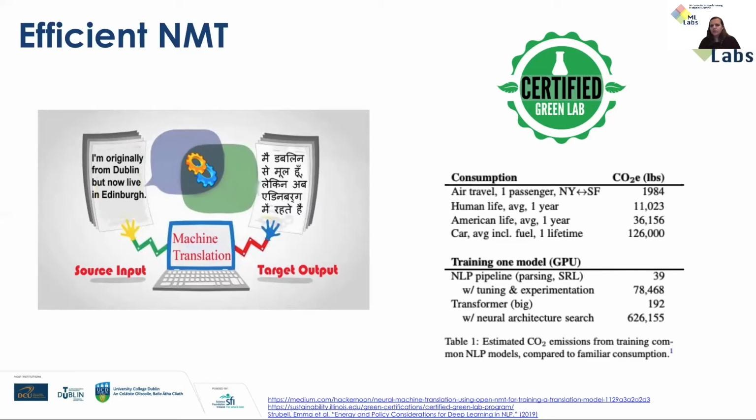Like a car, for example, you can see, especially in old cars, the emissions coming out of the exhaust, but you won't necessarily see the emissions coming out of data centers or things like that. And if you have a look at the table there, just as an example, for the average car for its whole lifetime, it emits about 126,000 pounds of carbon dioxide.